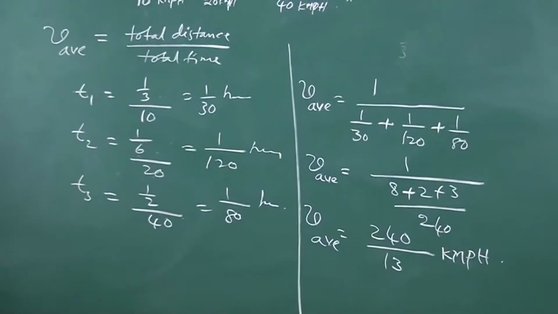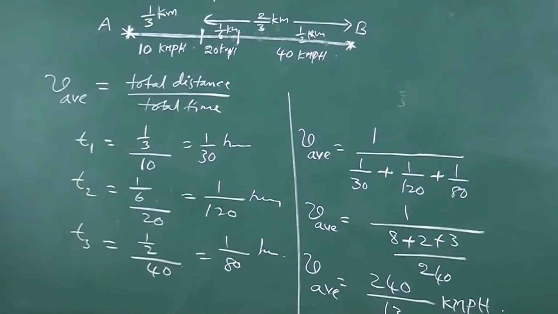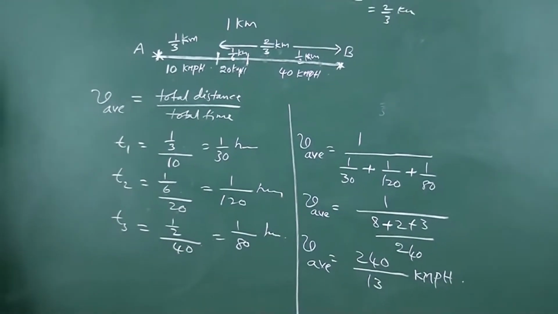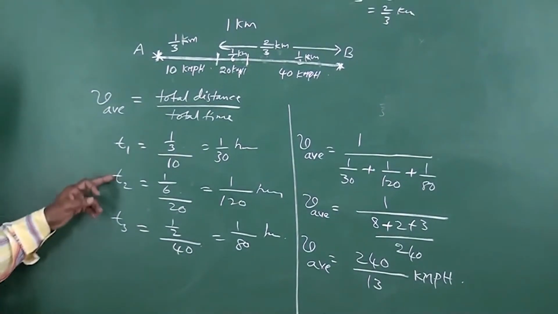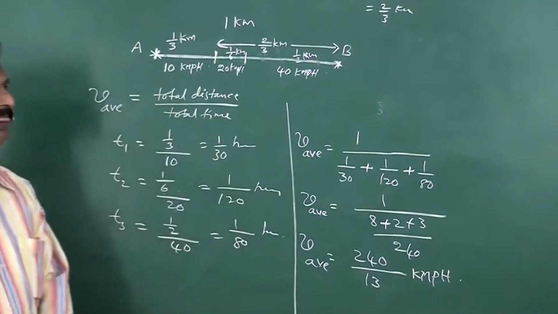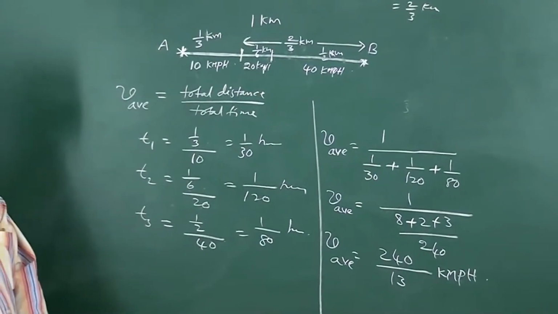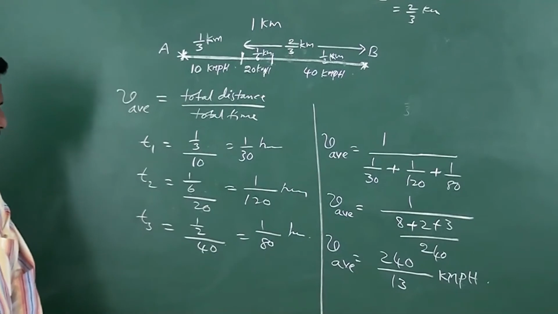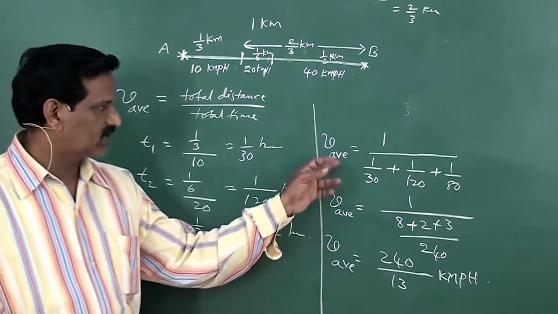Okay. So to solve this type of problems, we must know the times taken. For this we must know the distances in each part. Okay. We have to separate them, then we calculate times taken, then we calculate average speed like this.